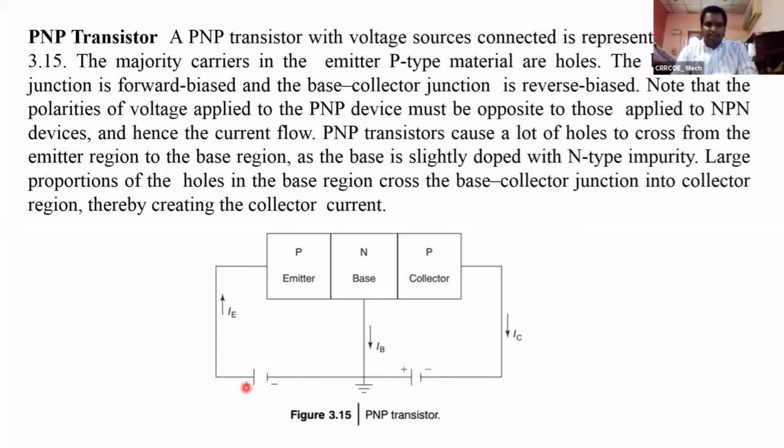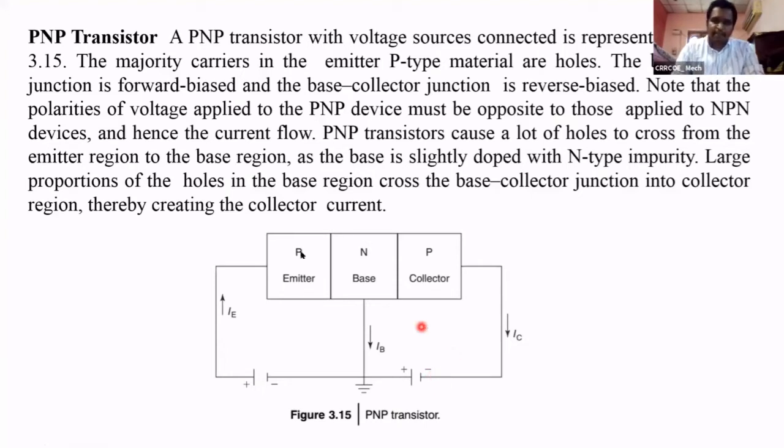Here the negative terminal is connected to the N type, and the positive is connected to the P type, because this is a forward junction. Here the P type is connected to the negative because it is reverse biased. But in the case of NPN, this is negative, this is positive. Only the voltage polarity is changing when compared with the NPN transistor.